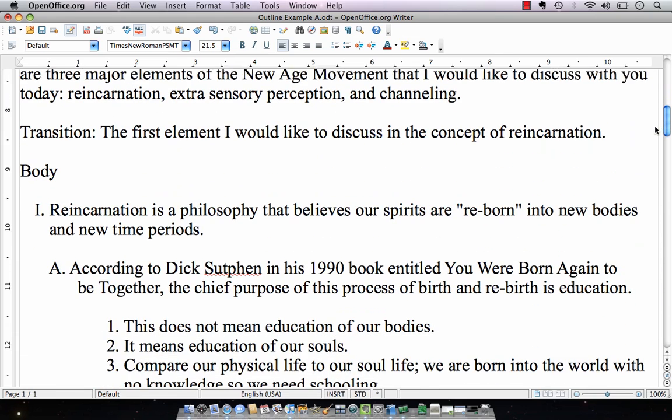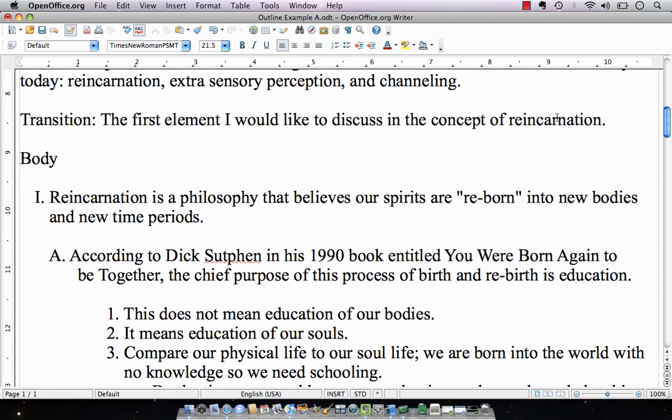After the introduction is finished, you'll have a transition statement. Transitions don't have to be complex with me. A transition statement can be something as simple as, now that I've talked about X, now I'd like to talk about Y. The transition statement here is, the first element I would like to discuss is the concept of reincarnation. And that's fine. So have the transition statement. Also make sure you label the word transition. Transition, then your statement.